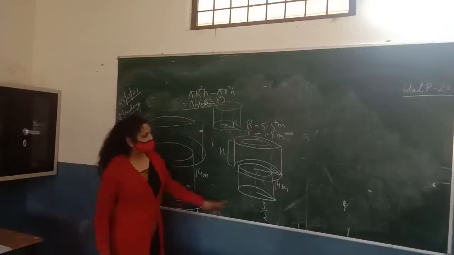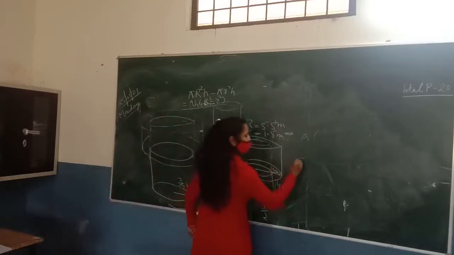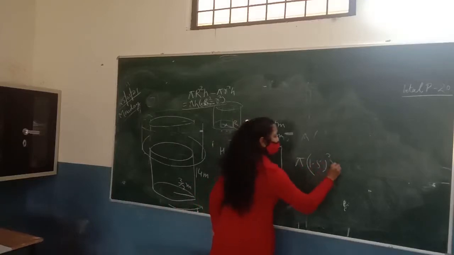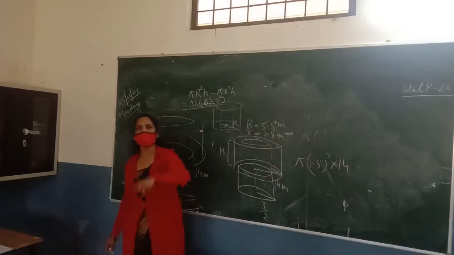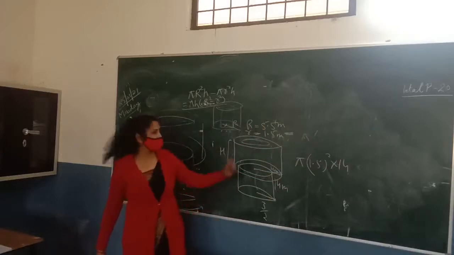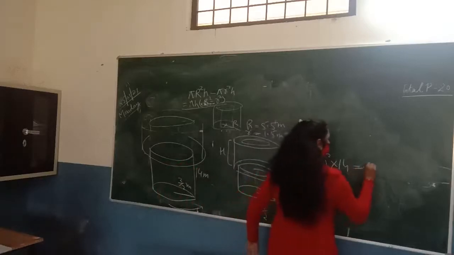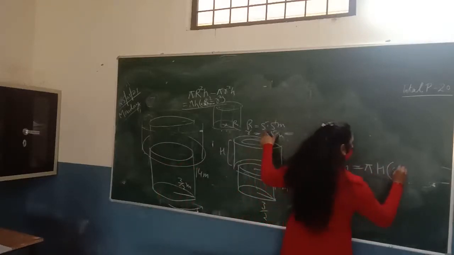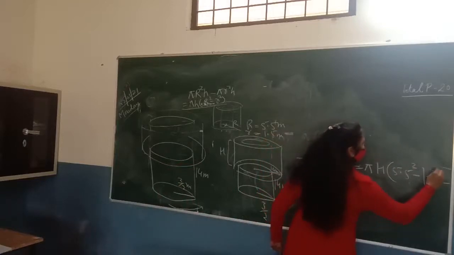Good Anisha, what is the volume of well here? Pi r square h, and we know the value of r is 1.5, so pi r square h. This is the volume of the earth which we took out from the well. Now what is the volume of the embankment? Pi h, square minus r square. Very good. And the value of capital H is 5.5 minus 1.5 square.